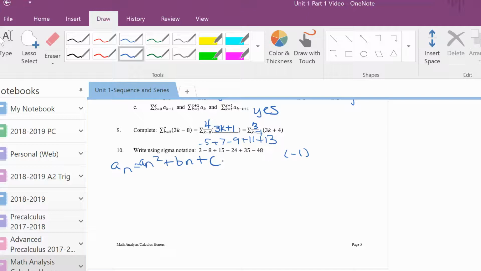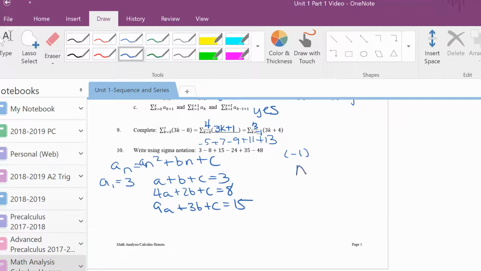So that means, since the first term is 3, right, that a plus b plus c equals 3. Since the second term is 8, don't worry about the negative signs. We'll take care of the negative and positive by multiplying by negative 1. So it's 4a plus 2b plus c equals 8. And then 9a plus 3b plus c equals 15.